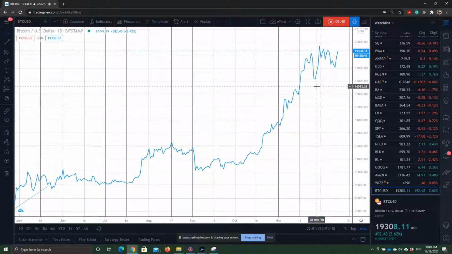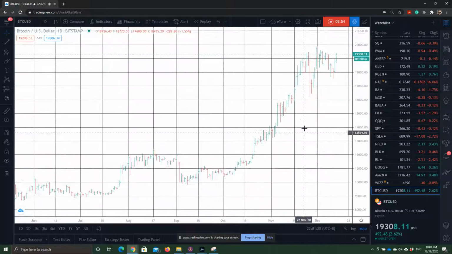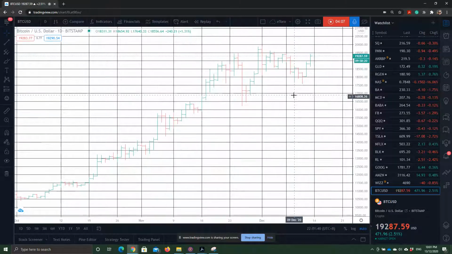Next chart, let me just change the chart type here. I'm using TradingView's chart today, so if you press here, you can change it to bar chart. So the bar chart is a little more complex. Not complex, but it shows the opening and closing prices as well as high and low.